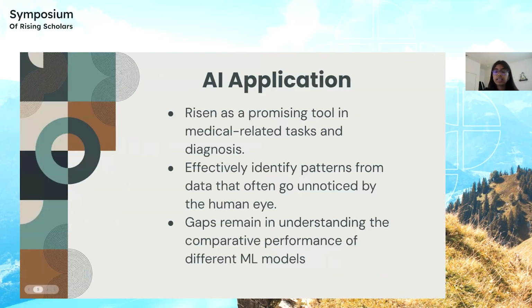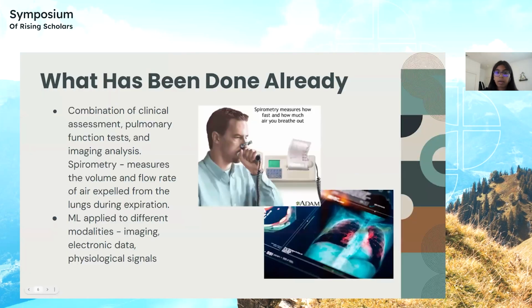Okay. AI, and more specifically machine learning, has risen as a promising tool in medical-related tasks and diagnoses. It is able to be so effective because it identifies patterns that go unnoticed by the human eye by using various computational techniques. And while there are studies that have laid the groundwork for ML-based COPD detection, there are gaps that remain in understanding its comparative performance with other ML models, which is the problem I hope to solve with my project. So first, before I get into what I have done with my project, I'll explain what is currently being used to diagnose COPD and how ML has been applied so far.